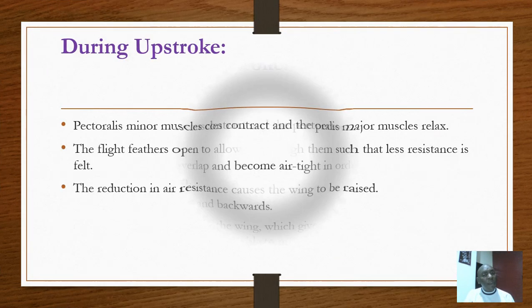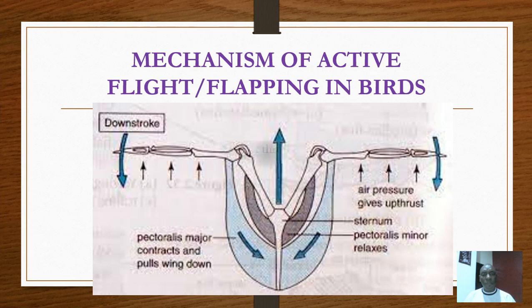Remember, the pectoralis muscles that we are talking about are those that are attached onto the sternum. Remember, under the adaptations we said that birds have flight muscles attached on the keel of the sternum. That upper part of the sternum that you see is what we are calling the keel of the sternum.